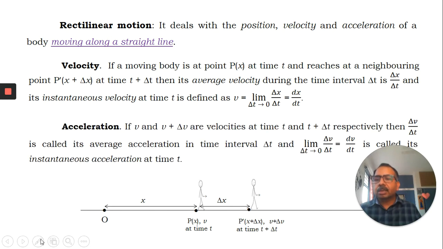Next is the acceleration. So if v is the velocity at point P and v plus delta v is the velocity at the neighboring point P dash after time delta t, then the average acceleration is the change in velocity in this interval over time taken. But if you take this delta t tending to 0, then dv over dt is the instantaneous acceleration of the body at point P.